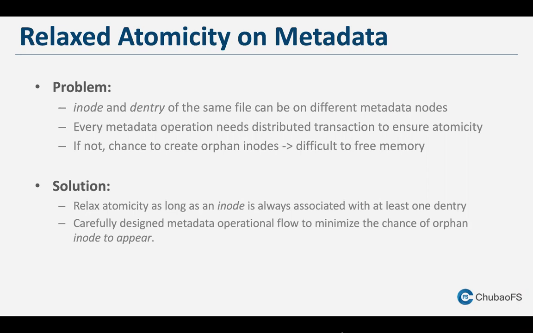The solution involves a trade-off, because we want a balanced workload to eliminate hotspots. So eventually, what we choose is a carefully designed metadata operation workflow in order to minimize the chance of orphan inodes appearing. That is to say, we relax the atomicity requirements as long as an inode is always associated with at least one entry. That's what we call relaxed atomicity on the metadata.